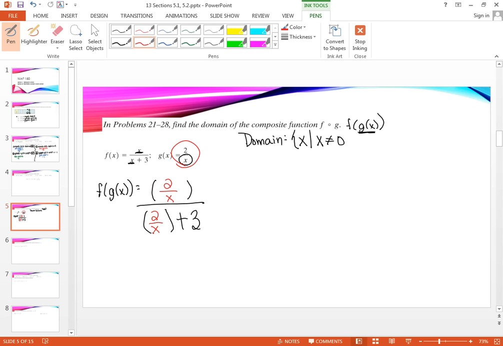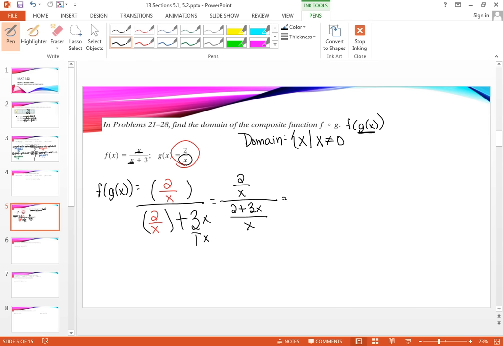So, complex fraction, got to clean it up, can't leave it like that. The top is 1 fraction. I'm going to make the bottom 1 fraction. I've got 2 over X plus 3 over 1. So my common denominator is an X. So this fraction needs an X on top and bottom. So 2 over X plus 3X over X is 2 plus 3X over X.